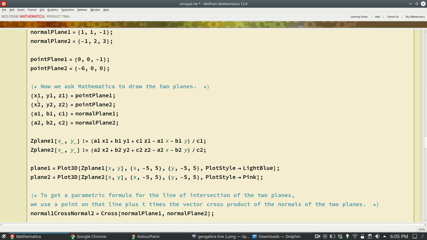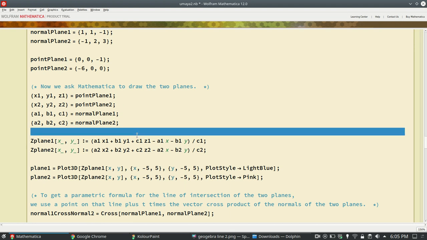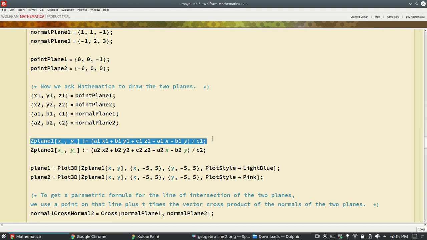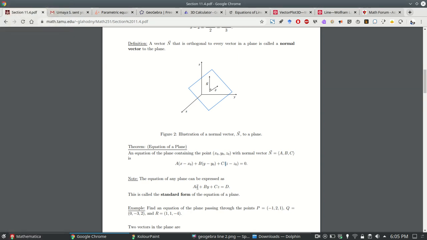And then to ask Mathematica to draw the 2 planes, I needed to follow the usual Mathematica formula for drawing a plane, and that is just solving the XYZ form of the plane for z.